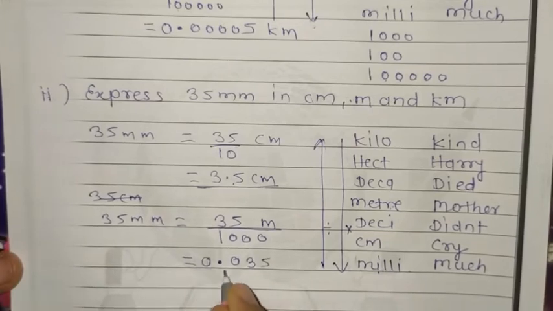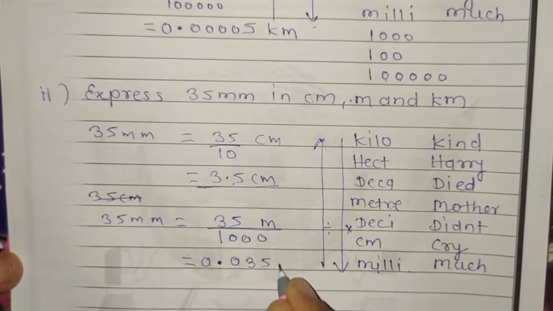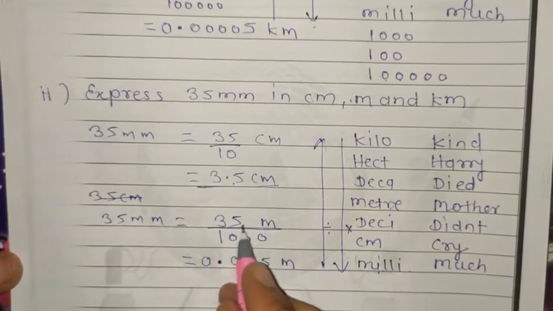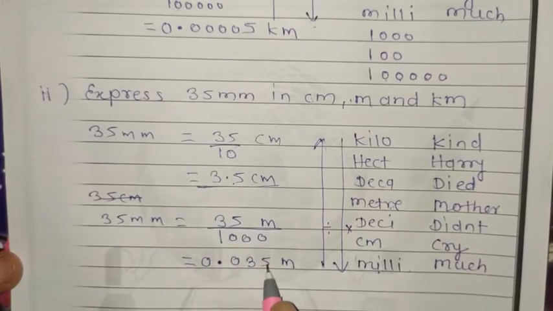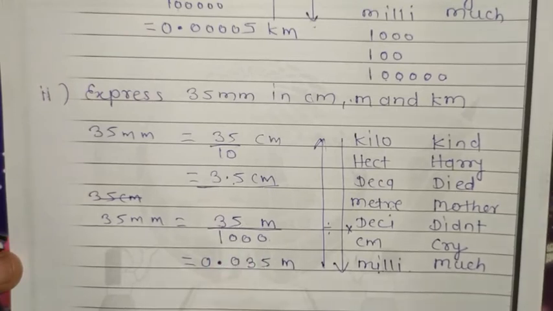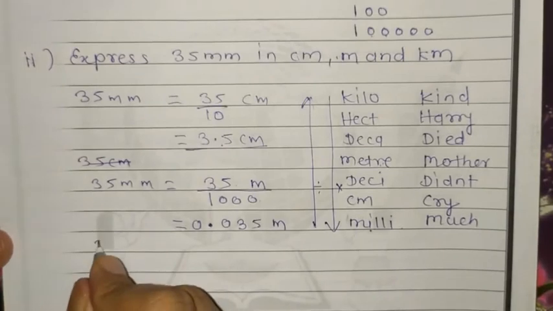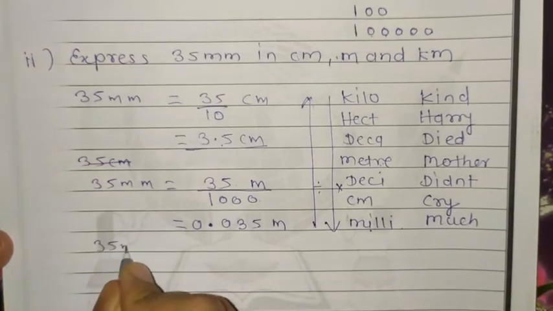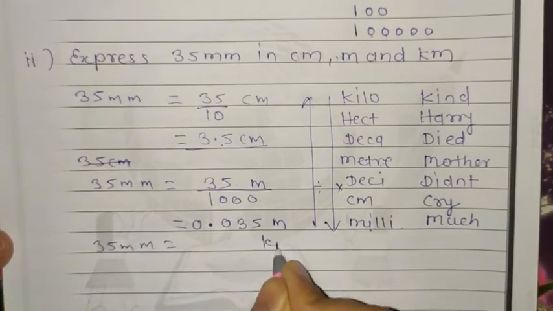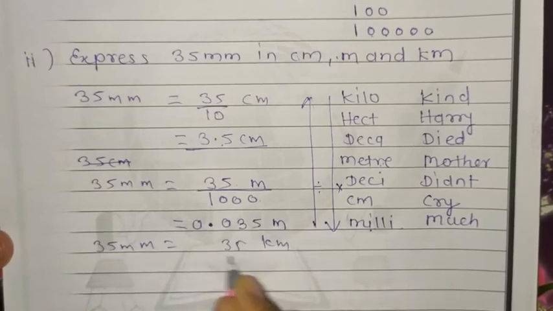So it is 0.035, which unit? Meter. At last you write 35 as it is. Here we use only 1 zero because 2 digits require, and last two are nothing but that number. Next one, 35 mm equals to how much kilometer? Write 35 as it is.